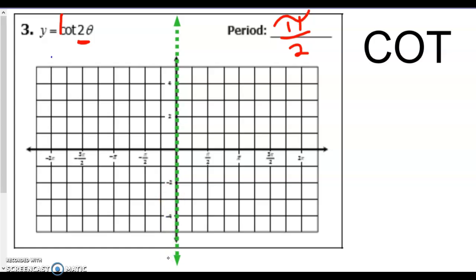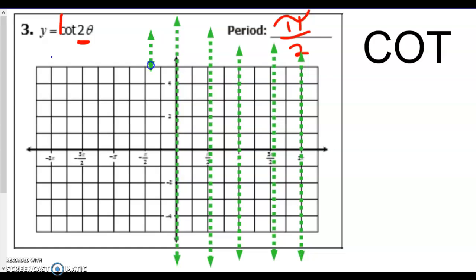Now, since the period is pi over 2, I'm going to put my asymptote at every pi over 2. And you're like, but that was a pi. Yeah, because it's like 2 pi over 2. So it's at all the pi over 2's, not just the odd pi over 2's.